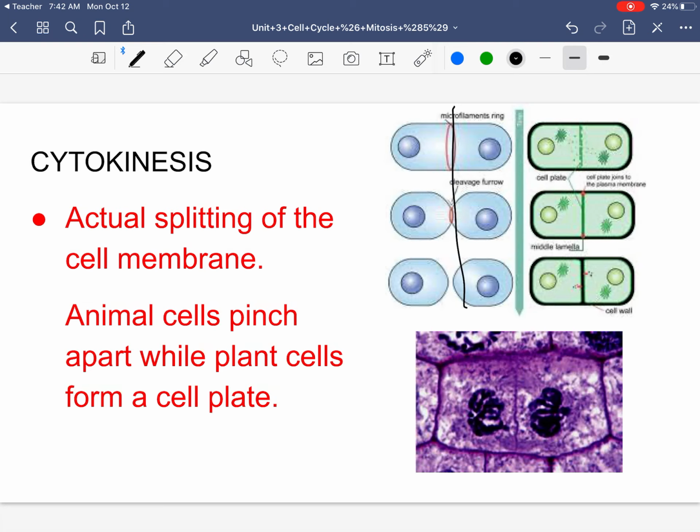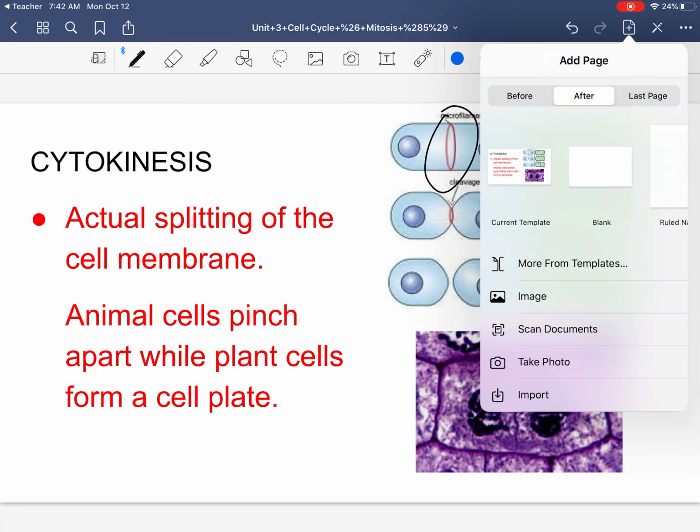So it looks a little different. In animal cells, you're going to have a pinch. So let's remove this, so you can see how it's kind of pinching here. And then in plant cells, you're going to develop this cell plate, which is this little line where it's going to cut it in half.